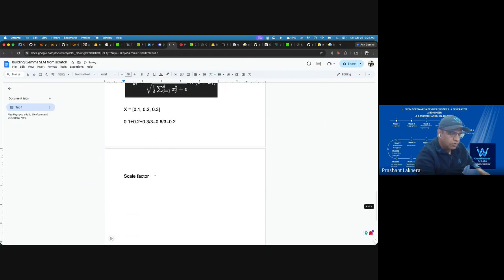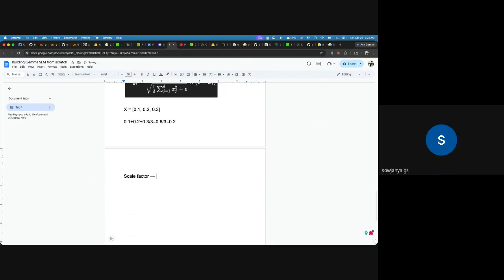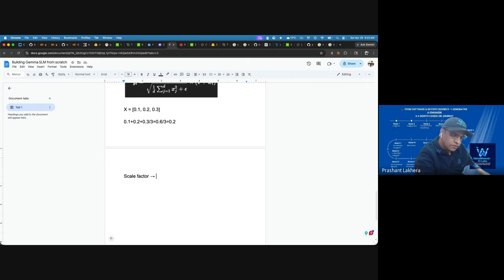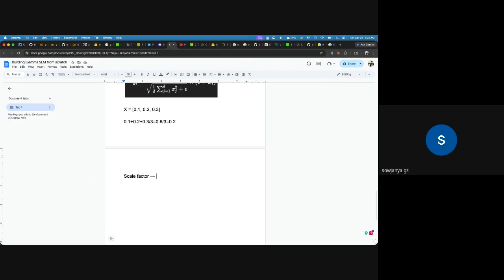Anyone has any idea about the scale factor? Yeah, zero dimension tensor. Zero dimension tensor, but what is the use of that? For scaling, we can increase.